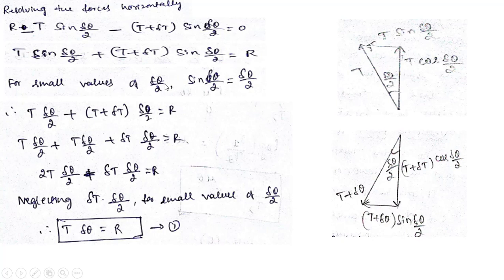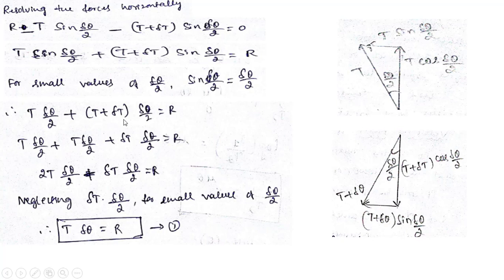Next we all know that for small values of delta theta by 2, sin delta theta by 2 will be taken as delta theta by 2. I think in the previous derivation also we have made use of the same thing. You all know that we will make use of this in mathematics. For small values of alpha, sin alpha is equal to alpha. So we will substitute this here now. T, instead of sin delta theta by 2, for small values we will substitute delta theta by 2, plus T plus delta T, and instead of sin we will simply substitute delta theta by 2, is equal to R.